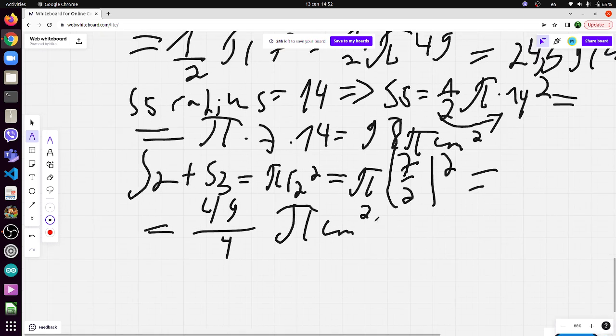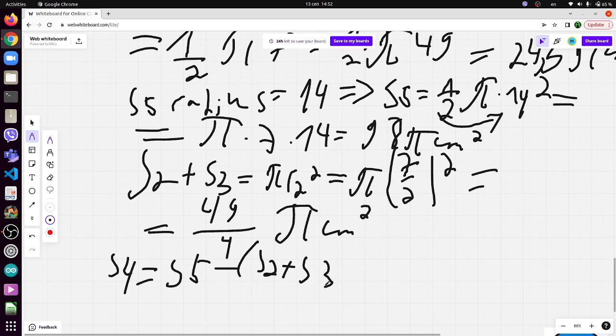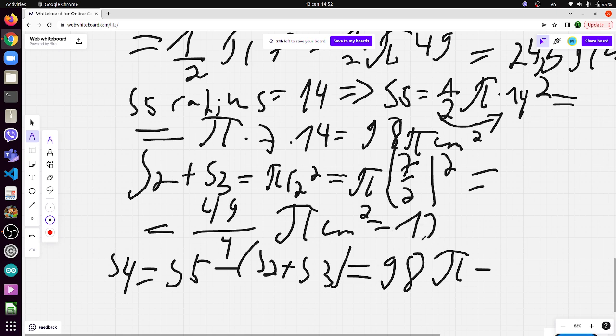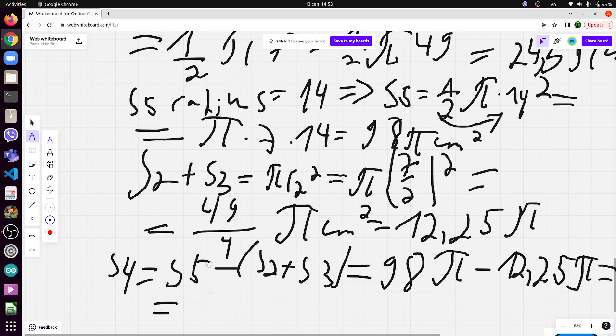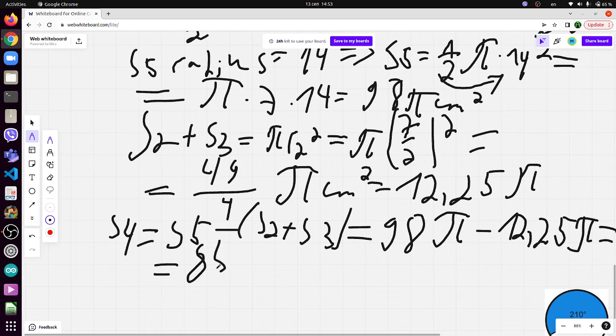So S4 is going to be S5 minus S2 plus S3, which is 98 pi minus 12.25 pi. How much is this? That is 85.75 pi.